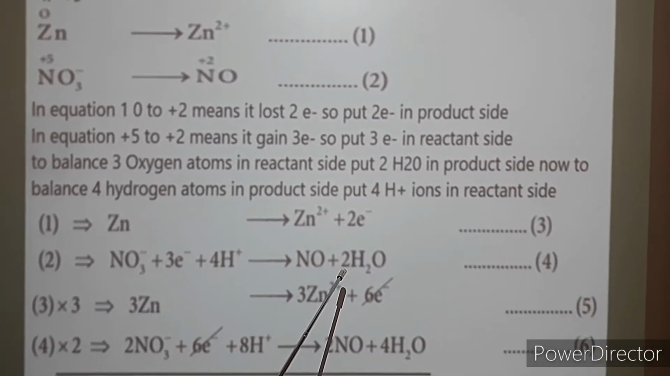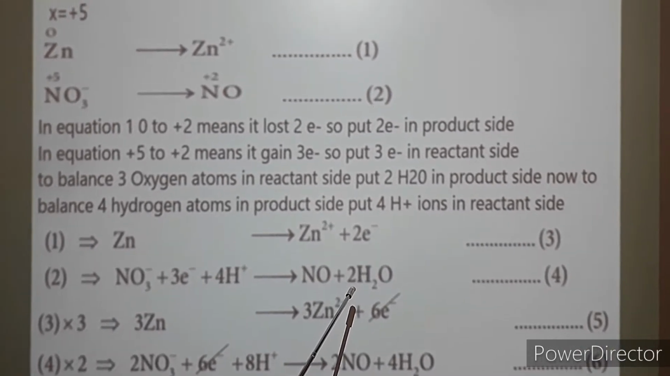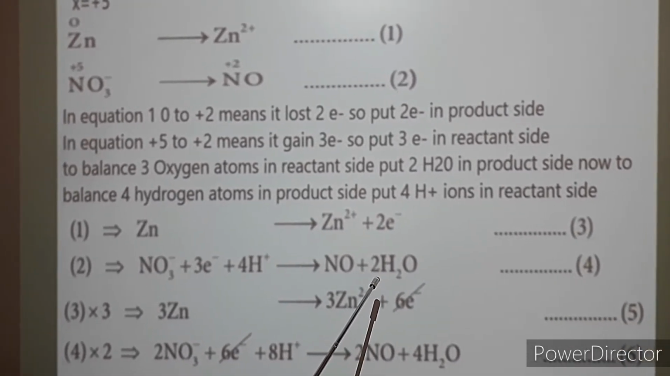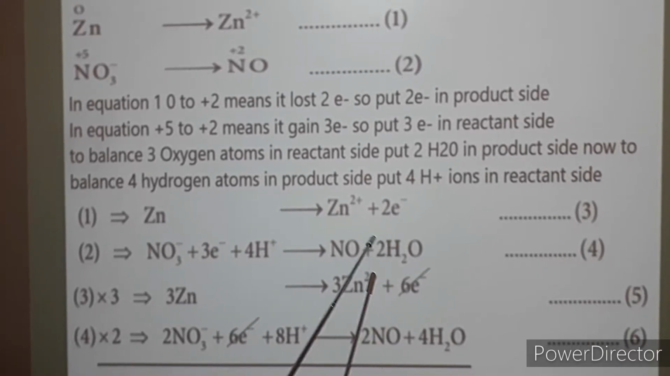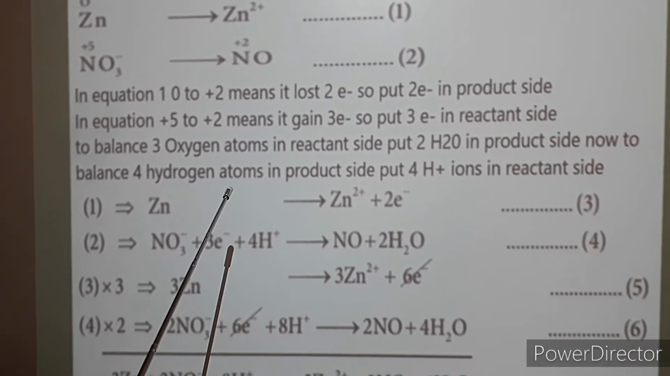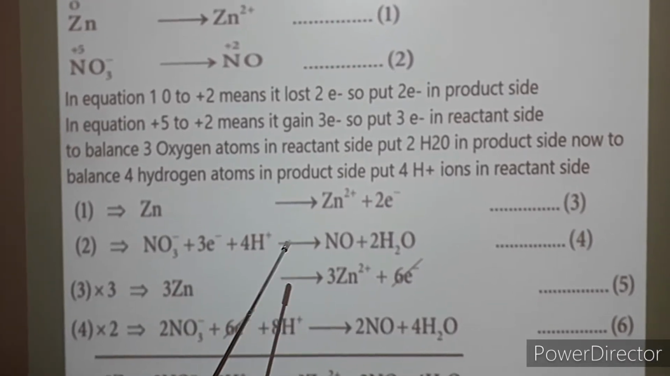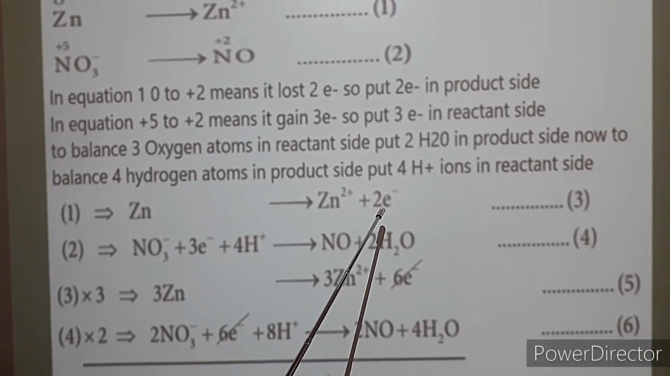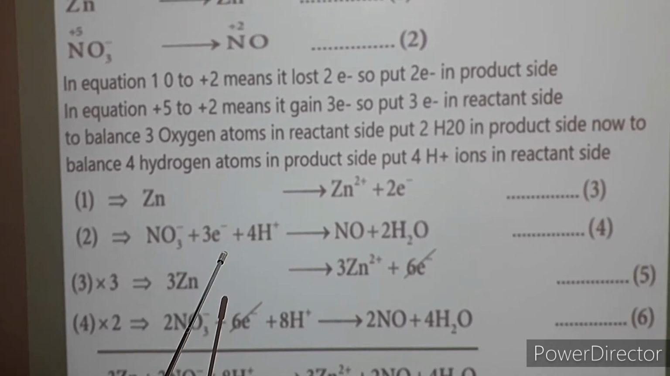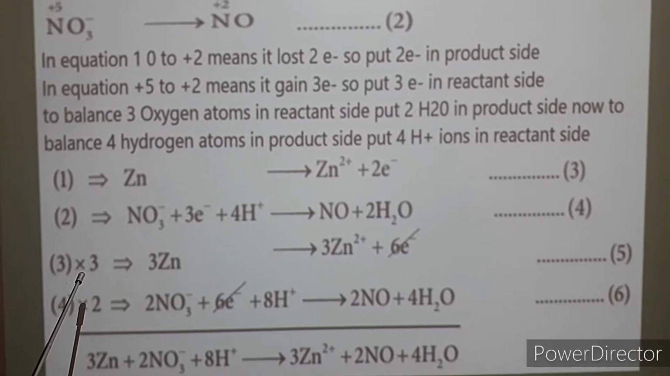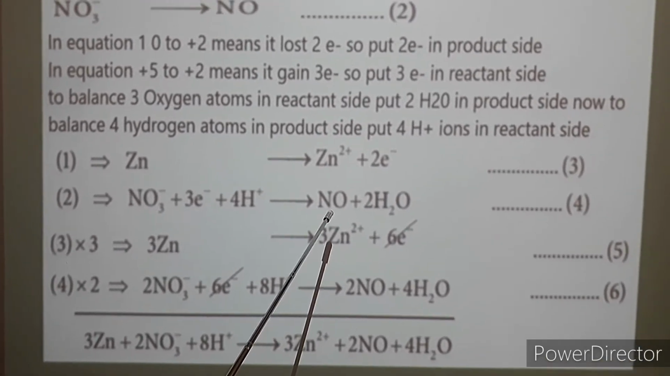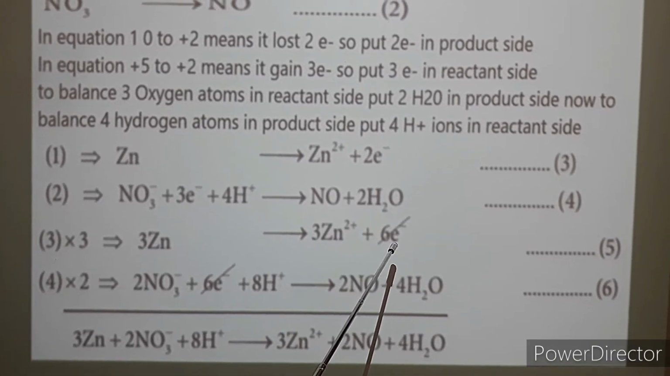For that purpose we are going to introduce 2 moles of water here. Now see how many hydrogens? 2 into 2, 4 hydrogens. So we balance the 4 hydrogens by adding 4 H plus in the reactant side. Now we get the third and fourth equations. In this equation, how many electrons here? 2 electrons, and here 3 electrons. We have to cancel these electrons by multiplying the third equation with 3. We get 3 Zn gives 3 Zn2 plus and 6 electrons.